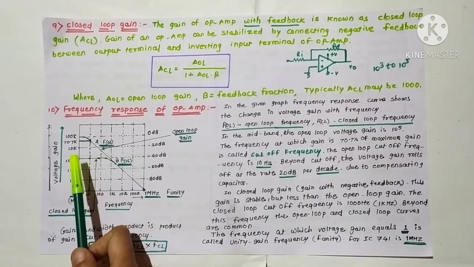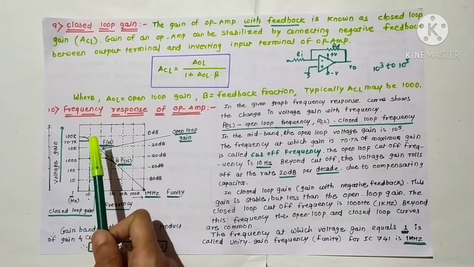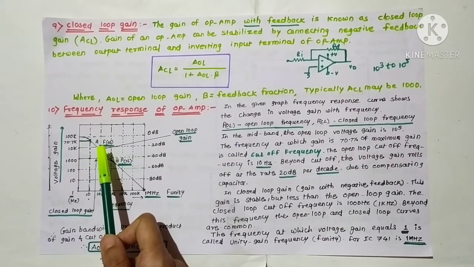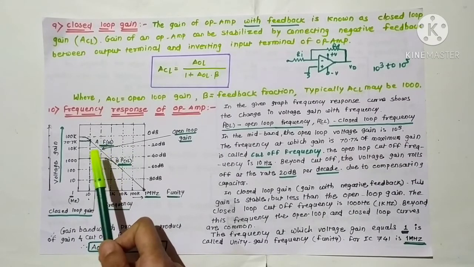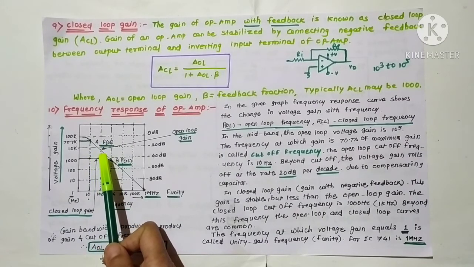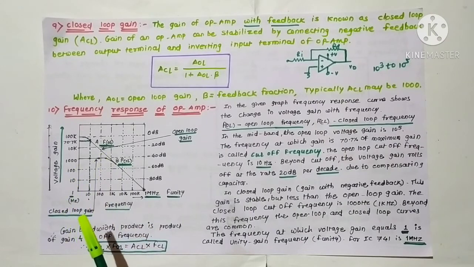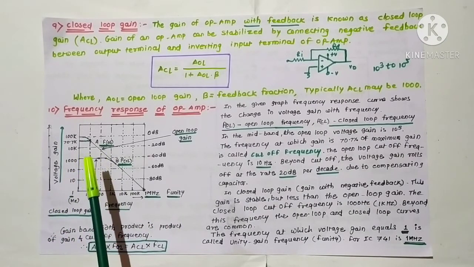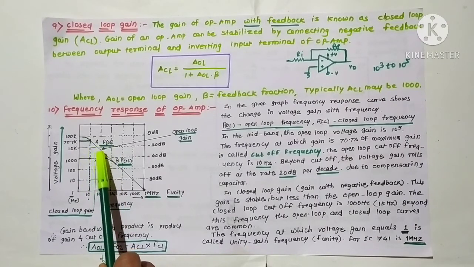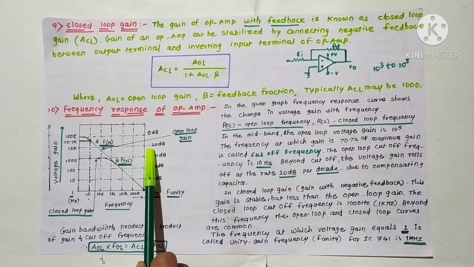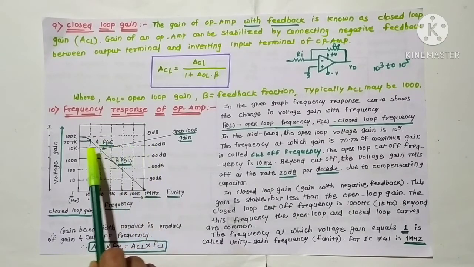What do you mean by per decade? Change in the frequency or gain by a factor of 10 is expressed by the term per decade. Is that clear, students? So, beyond this cutoff, the voltage gain rolls off at the rate of about 20 decibel per decade.